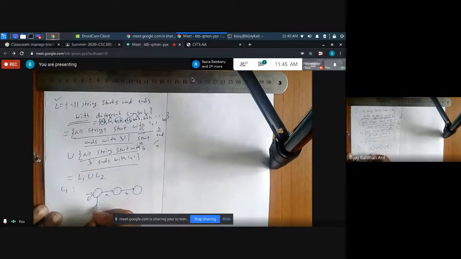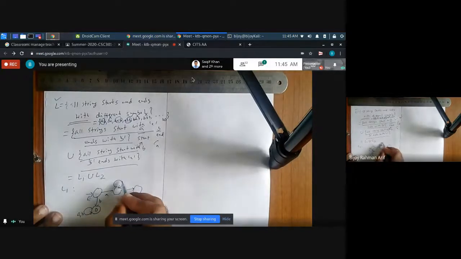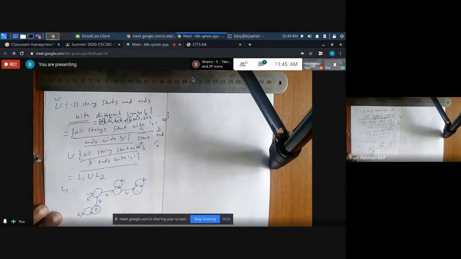Here, if I initially get B, I should go to the death state because I start with B and I will remain in the death state. And here, if I get more A, I don't care. Still, I'm waiting for B. So I will come here after getting B. Here, if I get more B, I don't care because I'm still ending with B. If I get A after getting some B, then I have to return back to this state for getting another B. This is my final state. Am I right?